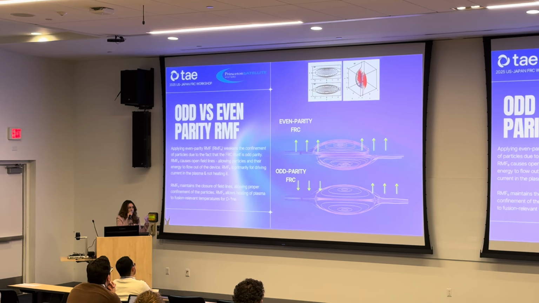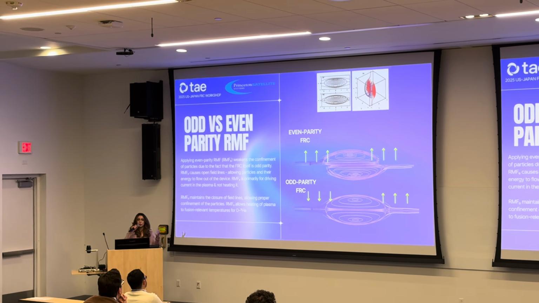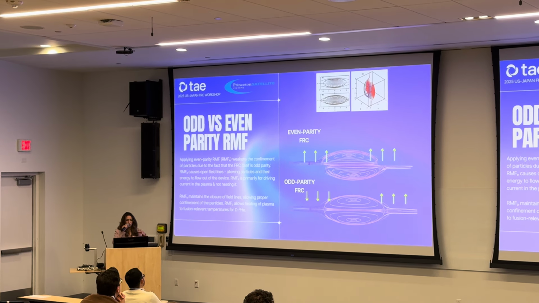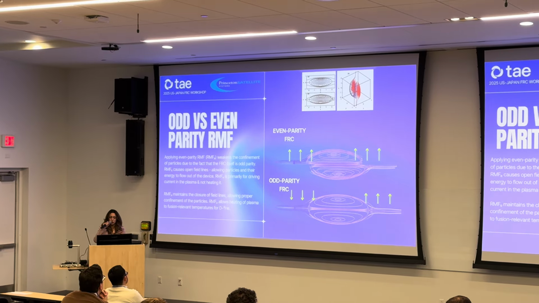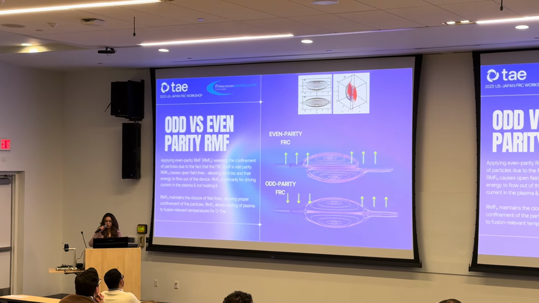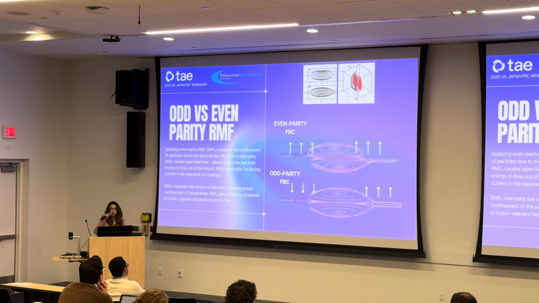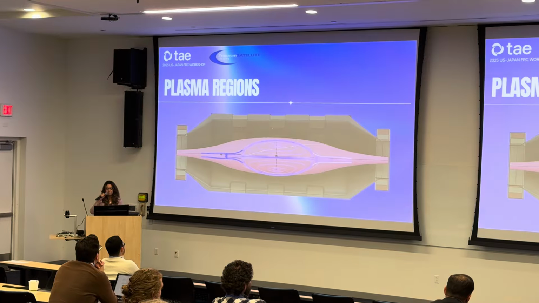And how this differs from the even parity is that the even parity wouldn't respect the odd parity of the FRC, and hence it would have open field lines, which is where particles and energy would flow out. So the odd parity really does ensure the closure of the field lines, and it allows proper confinement and heating of the plasma.